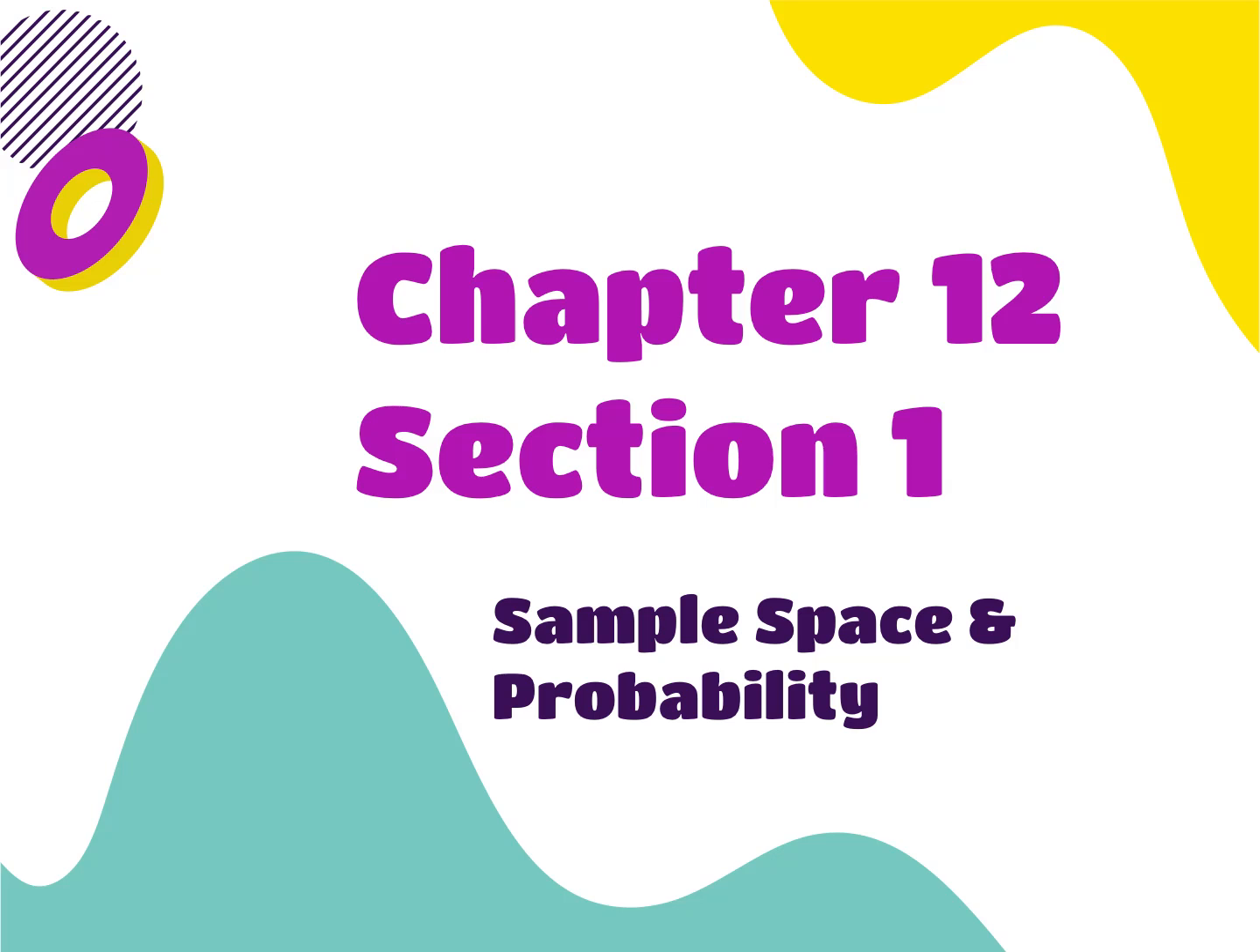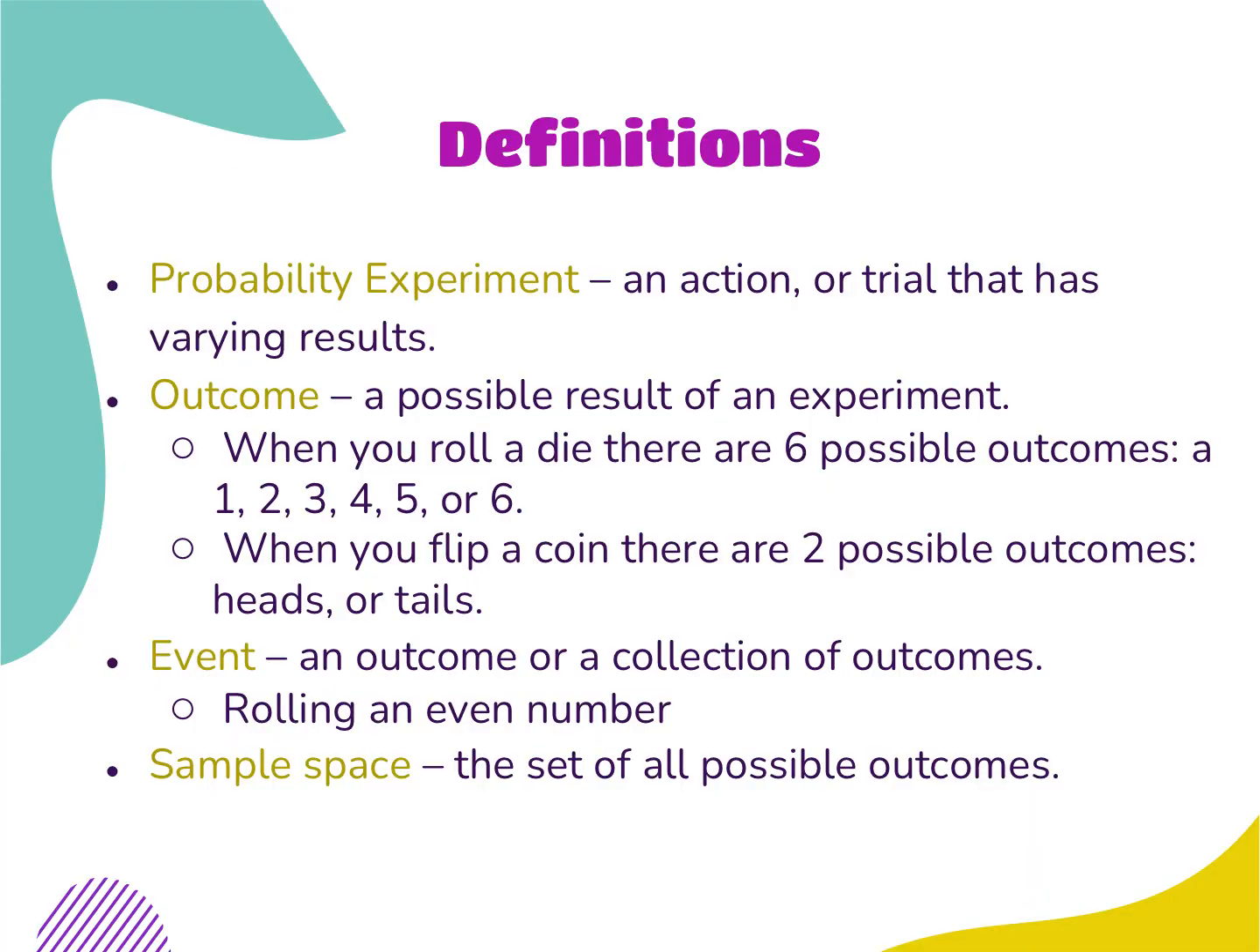All right, chapter 12, section 1, sample space and probability. This is like the intro to the chapter. Probability experiment, an action or trial that has varied results. Okay, what is the probability of something? You're just finding the result of something. Outcome, a possible result of an experiment. So what is my outcome of the probability?